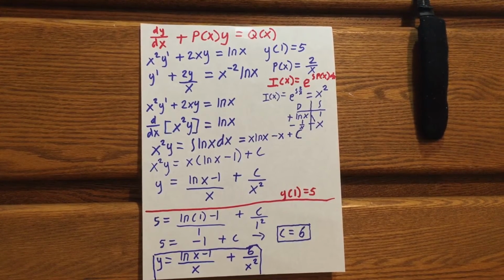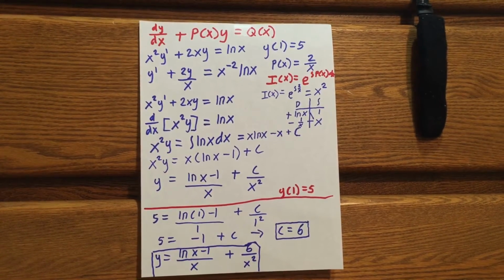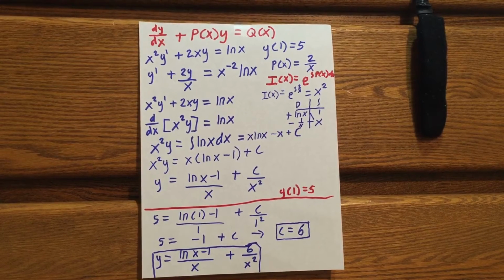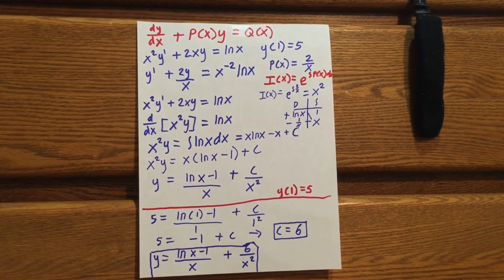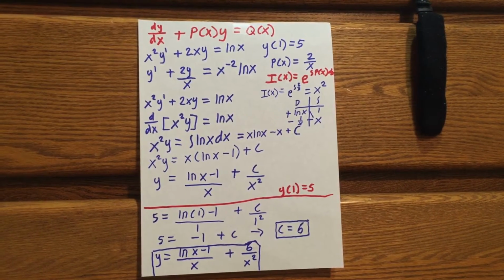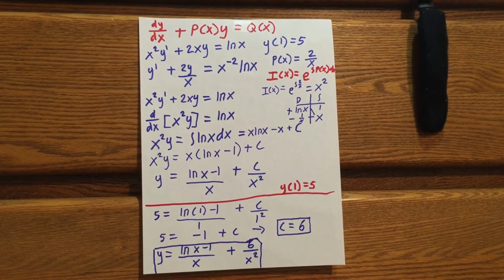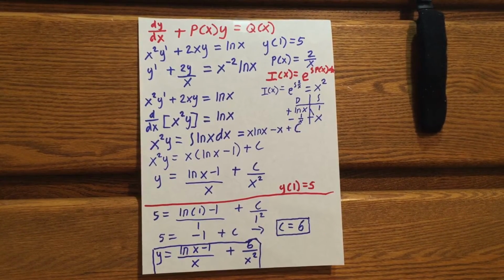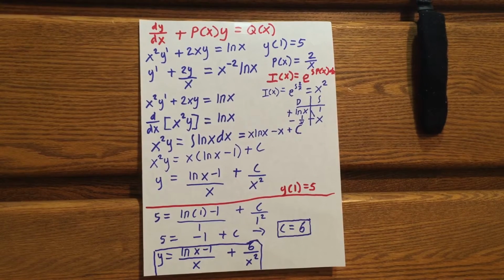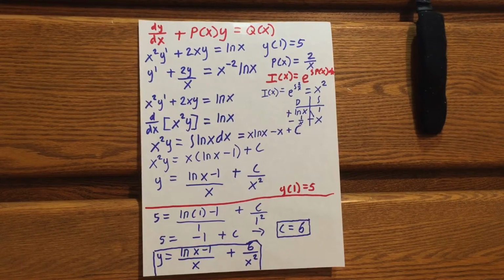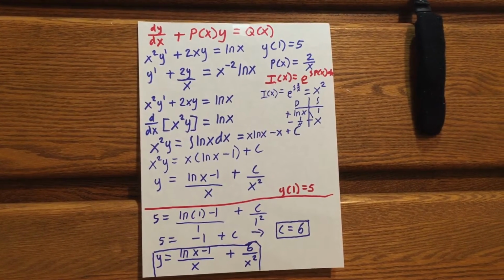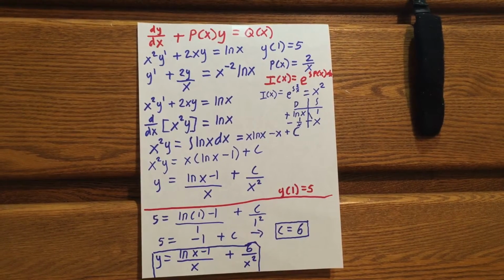Alright, so now that I have this in the format that I want it in, I can see that p of x is 2 over x, because the format is y prime plus p of x times y. As you can see, it's 2y over x, which is the same thing as 2 over x times y. Therefore, p of x is 2 over x.